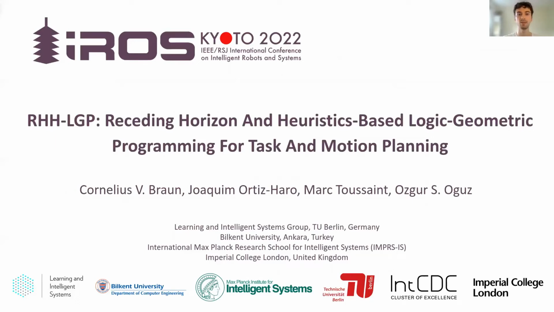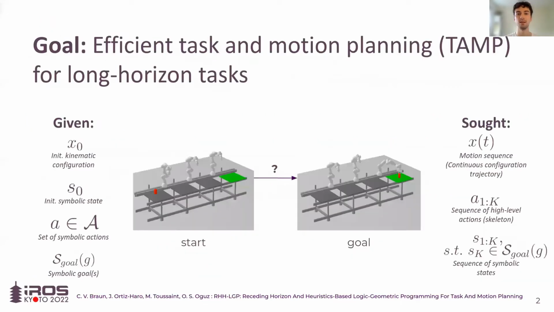Hi, my name is Cornelius, and I'm presenting on our work on receding horizon and heuristic-based logic geometric programming for task and motion planning. Let's consider this task where several robots are set up in a row and the target is to move the red object from its initial position to the green tray, our goal.